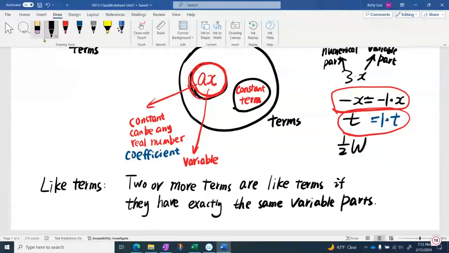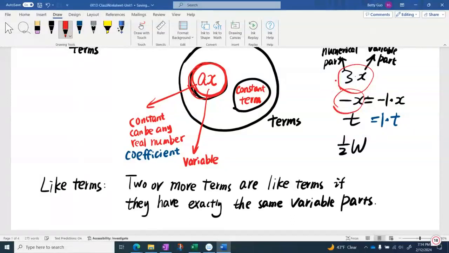For example, earlier I have those four terms here, right? I have 3x, I have a negative x, I have t, I have 1/2w. Among the four terms, based on the definition of like terms, are you able to identify which of them are like terms? Or do we have like terms in the four terms? Would it be the 3x and the negative x? Exactly. Awesome. Perfect.